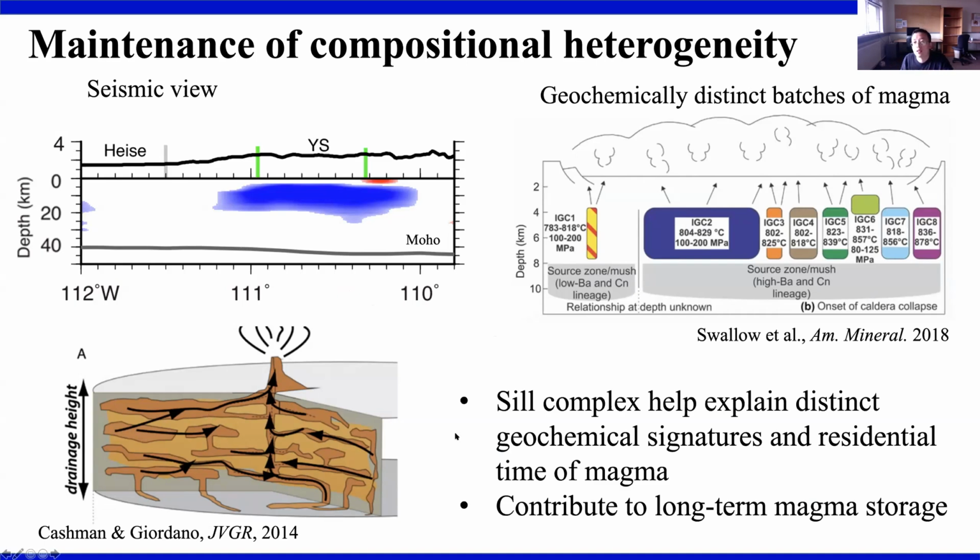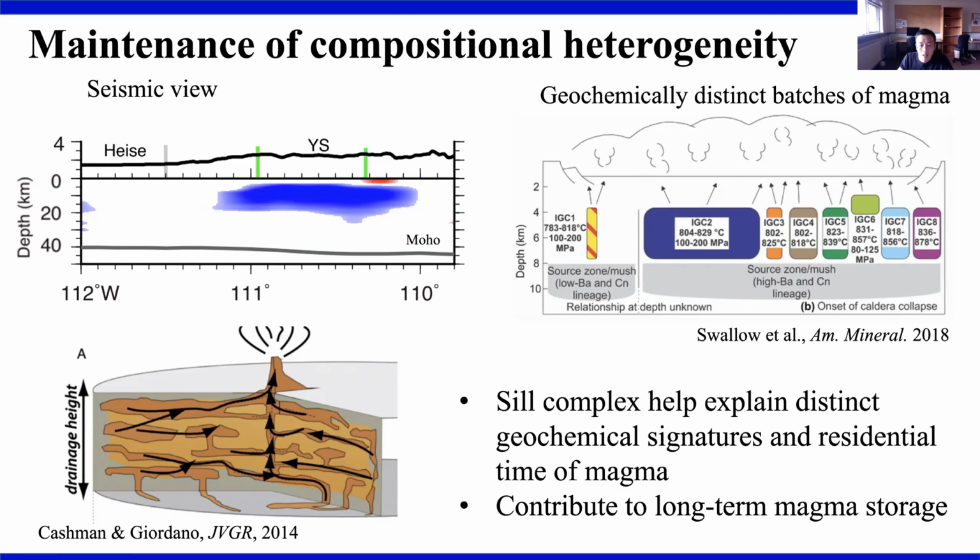So you can actually explain their distinct geochemical signatures for this kind of eruptive melt. And you can also explain why these magmas can be stored beneath the volcano for different amounts of time. So that also explains it. And more importantly, if you have a quite large amount of active melt beneath the volcano, it can contribute to either long-term magma storage or rapid mobility of the magma in terms of eruption.